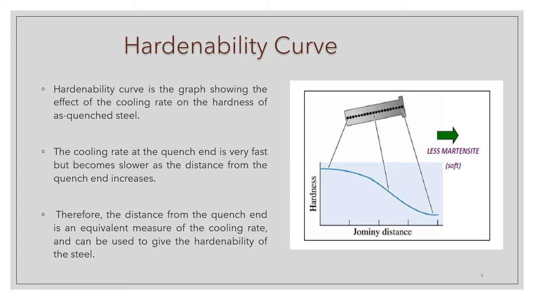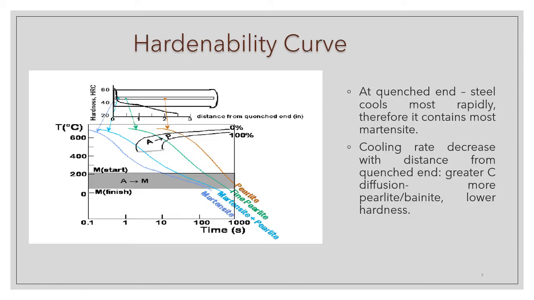Therefore, it can be concluded that the distance from the quench end is actually the equivalent measure of the cooling rate, and it can be used to determine the hardenability of the steel. Okay. Let us take a look at the relationship between the hardenability curve and also the TTT diagram curve.